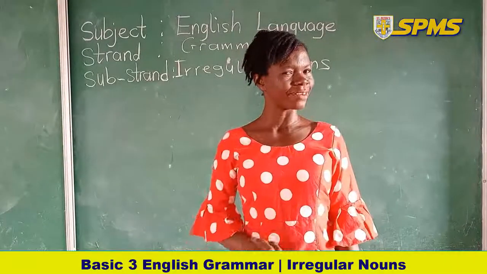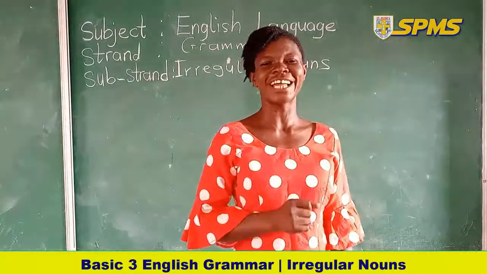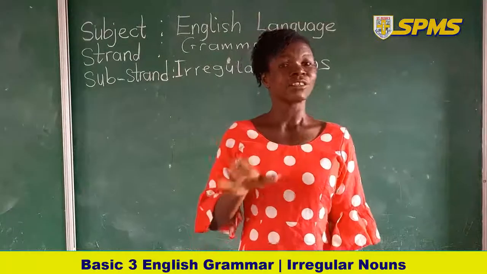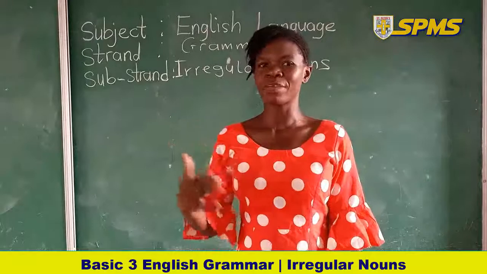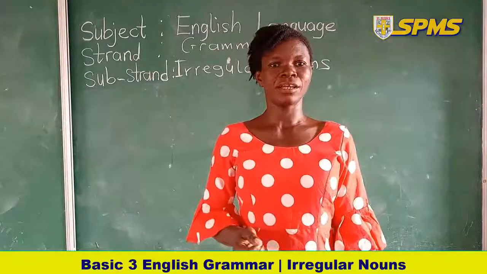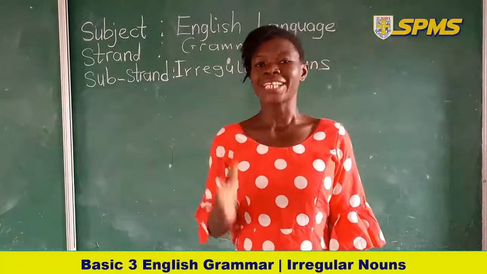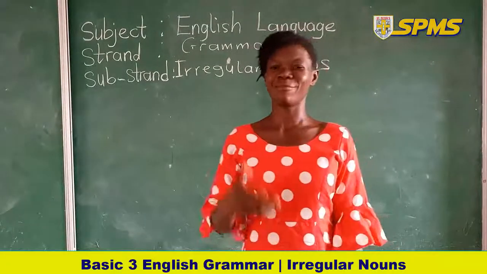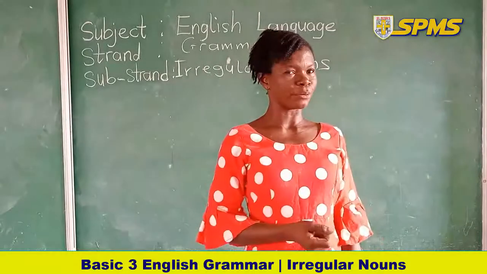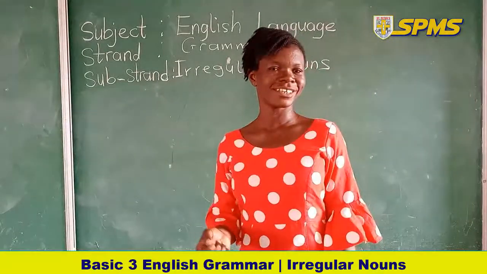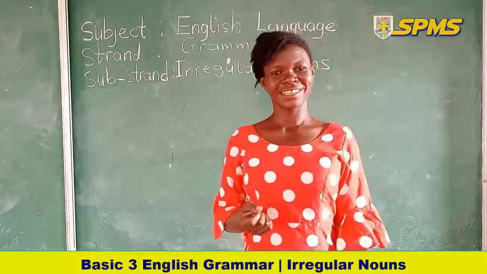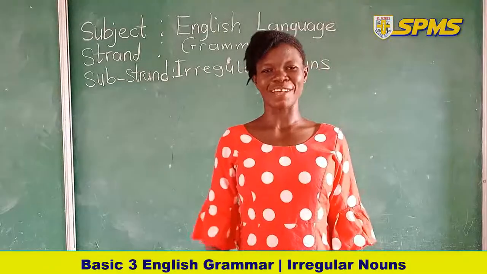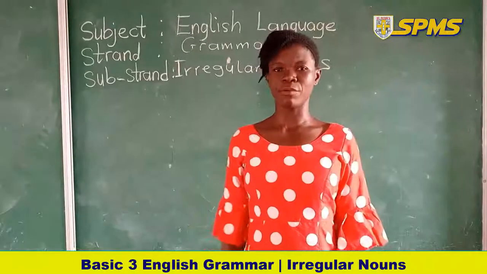In our previous lesson, we talked about regular nouns. I hope you remember. Of course you do. What are regular nouns? Regular nouns are nouns that do not change their spelling when forming their plurals. We only add s or es. Give me examples of regular nouns. Apple, churches, books, girls, boy, etc. You have done very well.